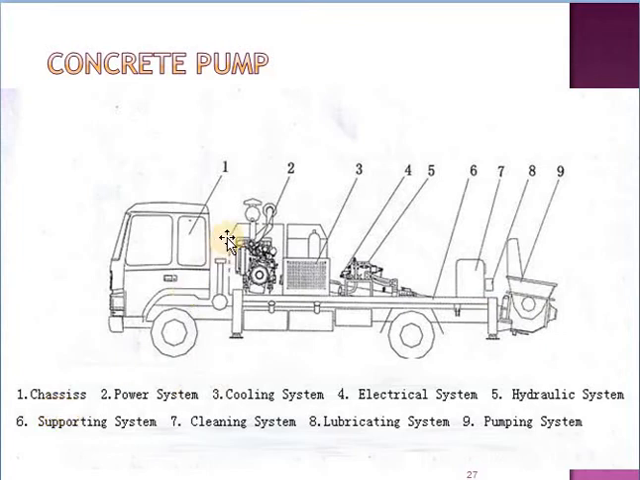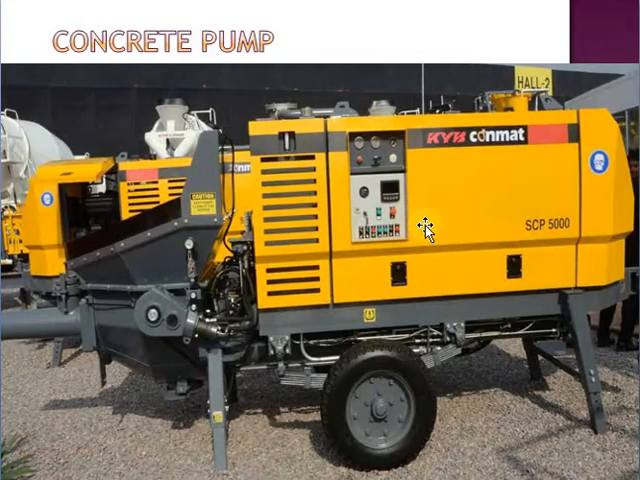The first one is the chassis, which is the cabin, the second is the power system, the third is the cooling system, the fourth is the electrical system, the fifth is the hydraulic system, the sixth is the supporting system, the seventh is the cleaning system, the eighth is the lubricating system, and the ninth is the pumping system. So totally the concrete will be pumped to the site. This is the concrete pump, from which the concrete is pushed very forcefully at a certain speed to the top of a building, or in road construction also, for very fast work.